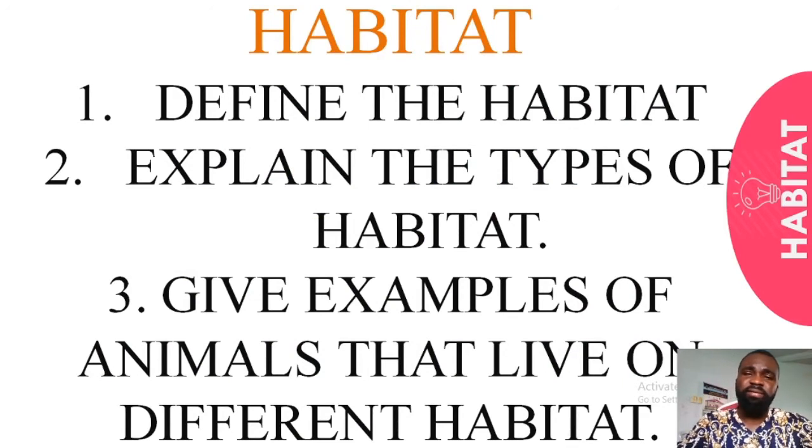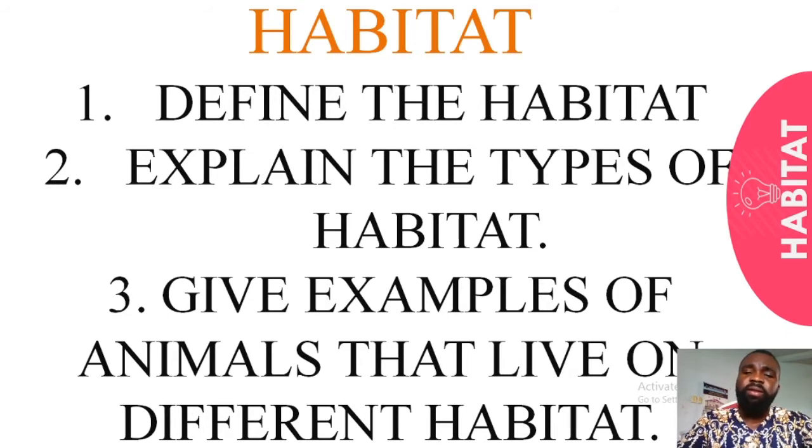What is a habitat? Very simple. I said that habitat is the environment where living organisms live. Habitats are environments where living organisms live. That is just the simple definition. When we talk about living organisms, we are talking about both plants and animals. Both plants and animals have their habitats. We have desert plants, we have a lot of plants. So we are talking about environments where living organisms live. Simple, that's the definition of habitat.